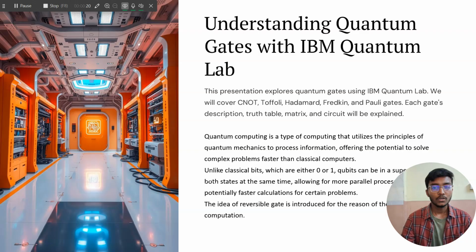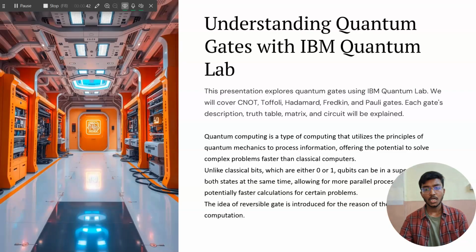First, we will look at understanding quantum gates in IBM Quantum Lab. Here is a synopsis of our presentation. This presentation explores quantum gates using IBM Quantum Lab. We will cover CNOT, Toffoli, Hadamard, Fredkin, and Pauli gates. Each gate's description through table, matrix, and circuit will be explained.